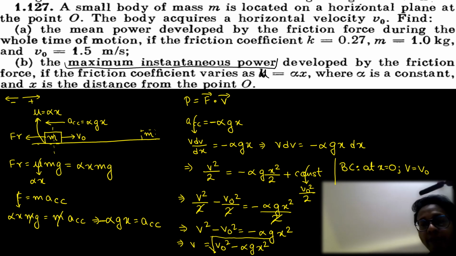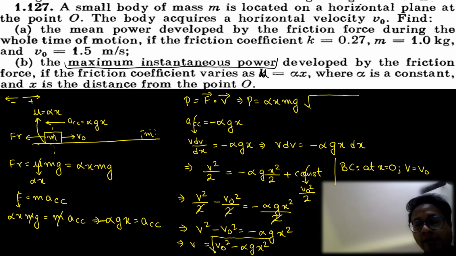I already got the velocity as a function of distance. Now if I simply apply power is equal to force times velocity, what is the value of force? Alpha m g. And what is the value of velocity? The value of velocity is nothing but under root of v naught square minus alpha g x square. Now I have to find out the maximum value of this power.